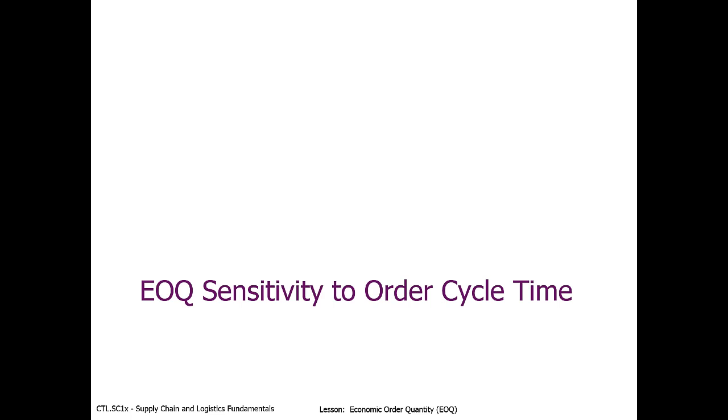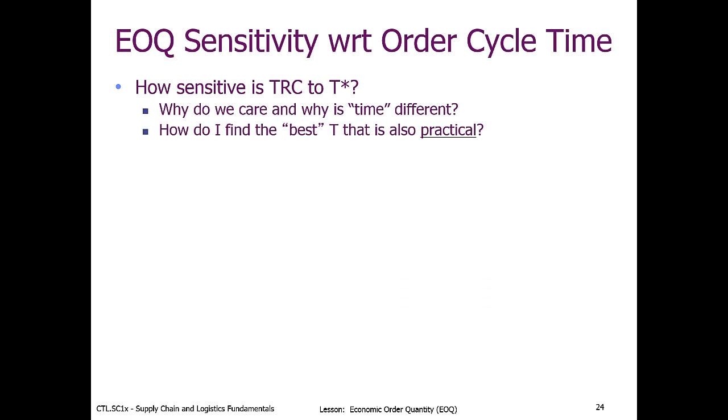Okay, so we saw how sensitive the EOQ was to changes in Q, changes in D, the cost per item, the cost per transaction order, all the different input variables, and we found it was very robust. It was very insensitive. The thing that we didn't look at yet was time. So let's take a look at that, because that's kind of a special case. So the question is, why is it different?